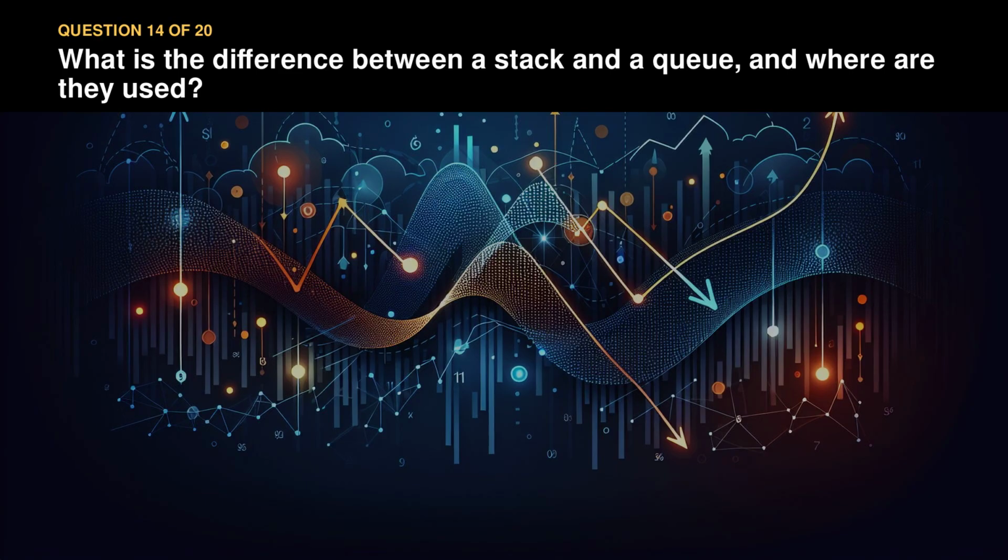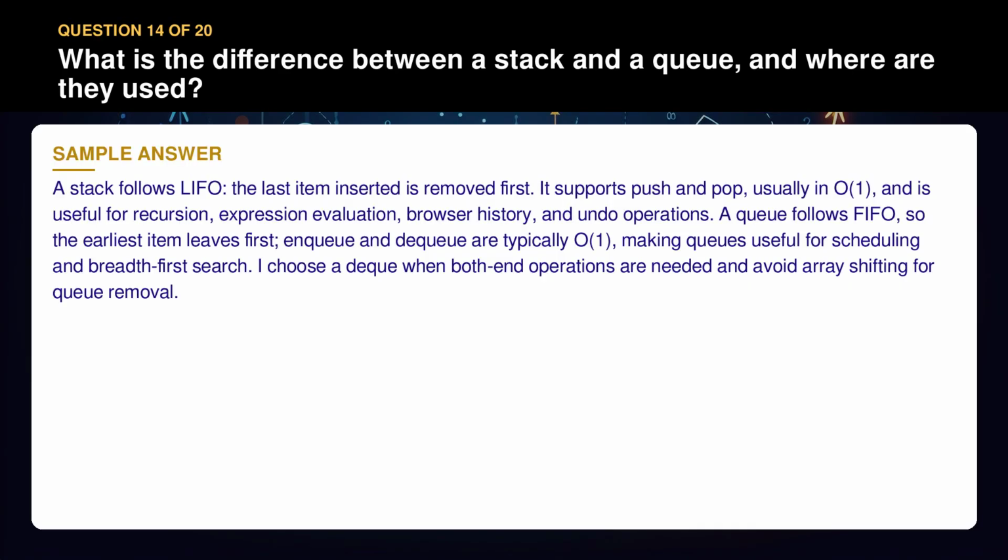Question 14. What is the difference between a stack and a queue, and where are they used? A stack follows LIFO. The last item inserted is removed first. It supports push and pop, usually in O(1), and is useful for recursion, expression evaluation, browser history, and undo operations.